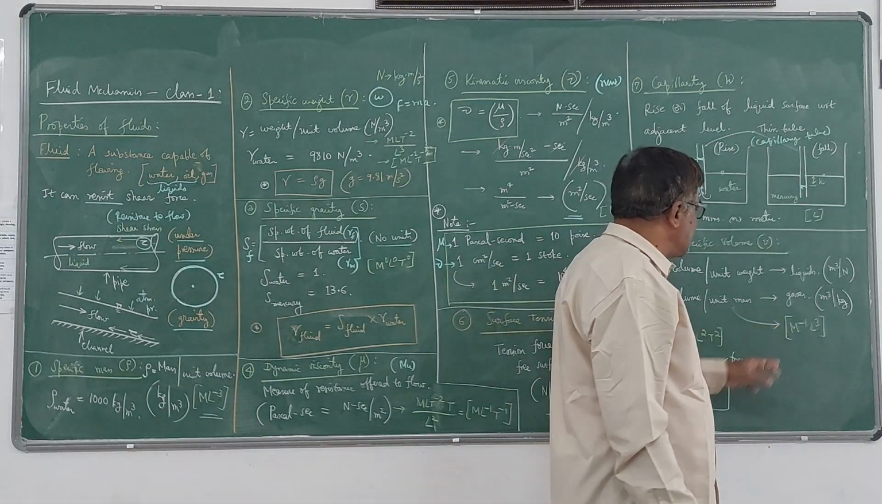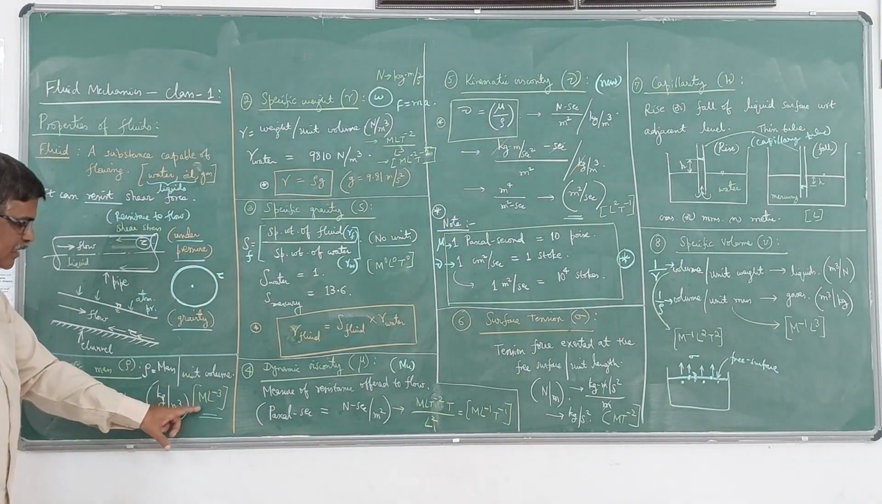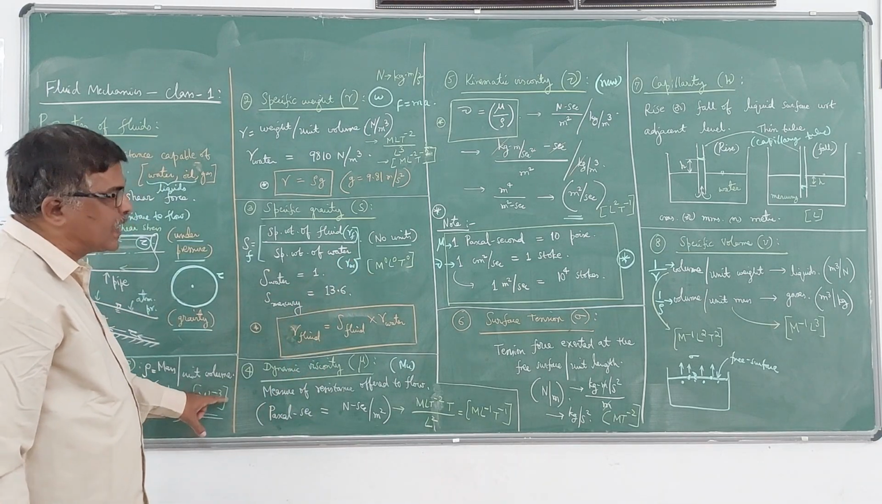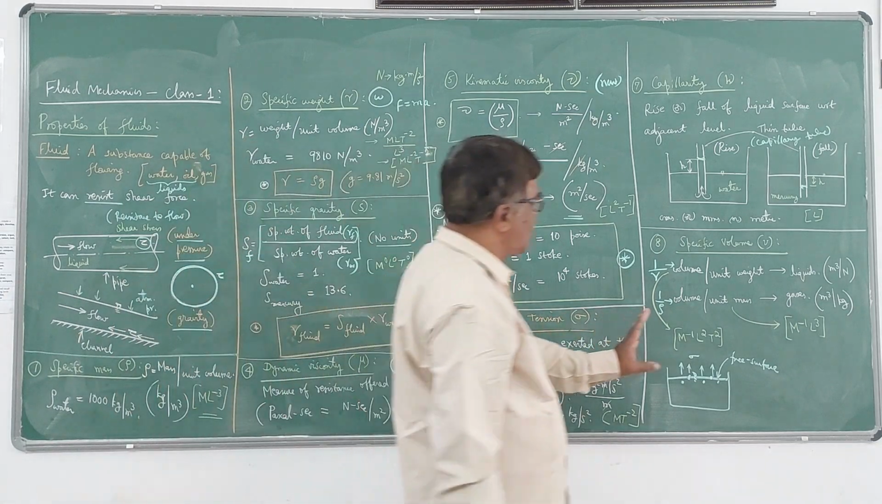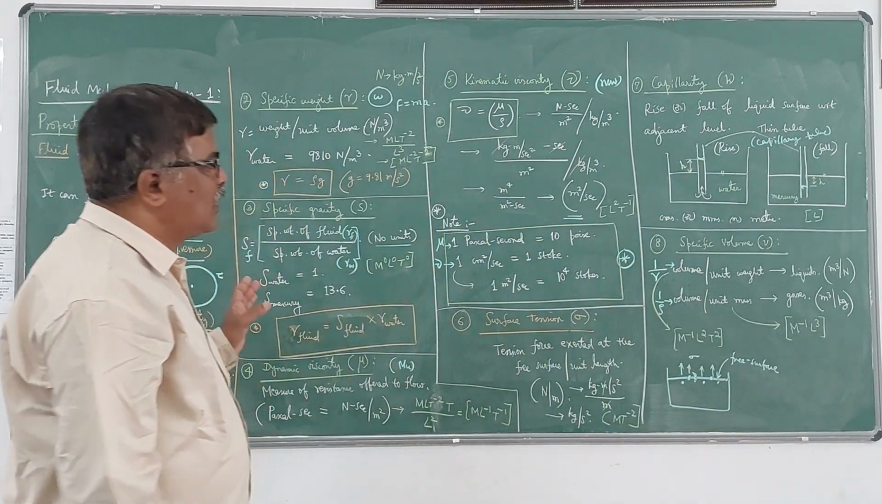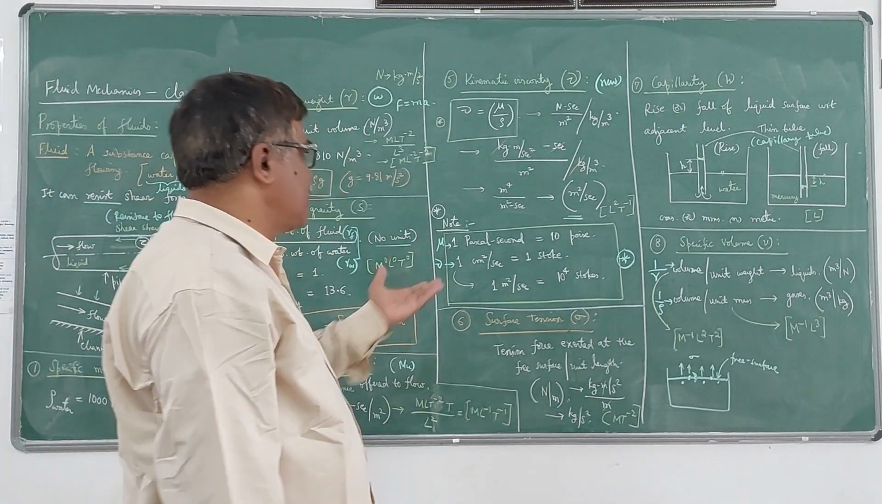Similarly, for gases, it is the reciprocal of rho, 1 by rho. Here it is M L minus 3, therefore there it becomes M minus 1 L cube. So this is the dimension of specific volume. These are some important properties. Of course, one more property is there called compressibility, I will take up in the next class.